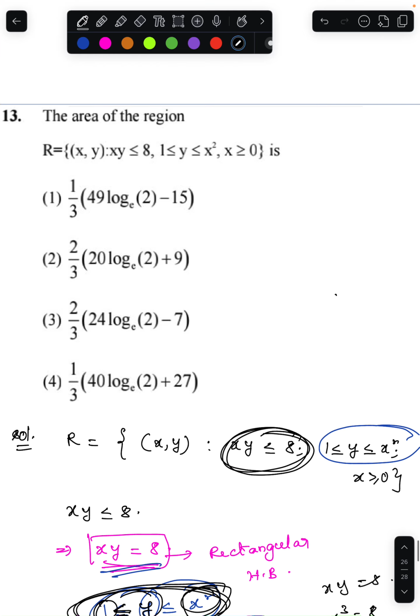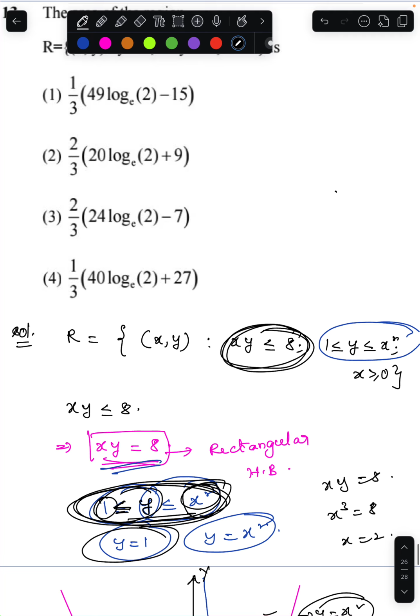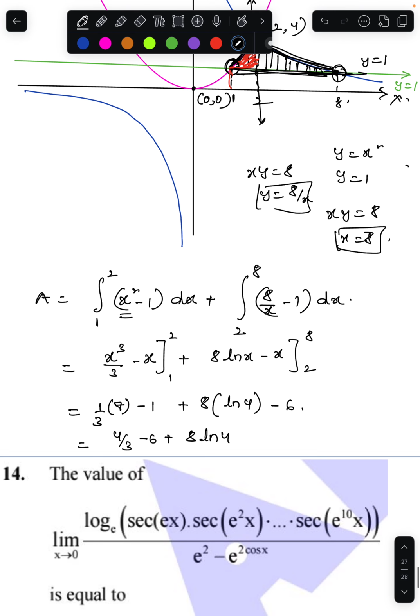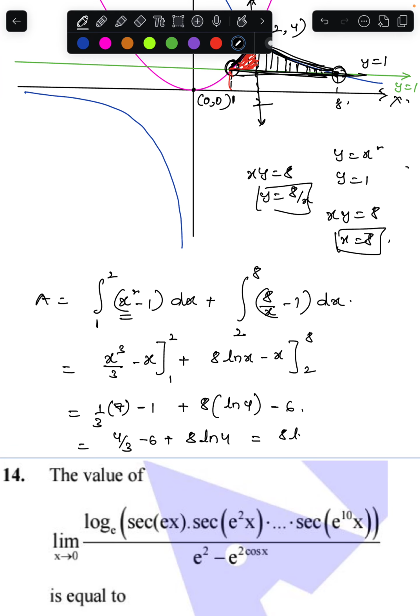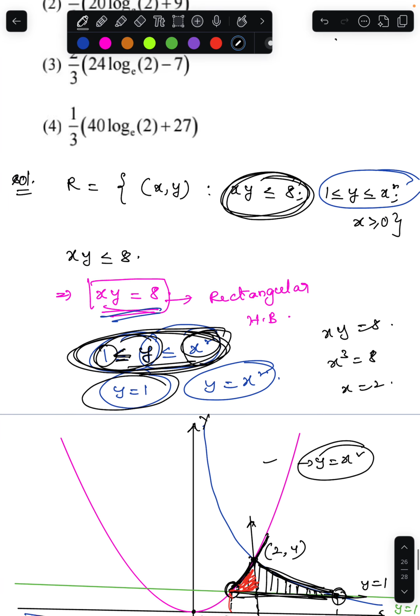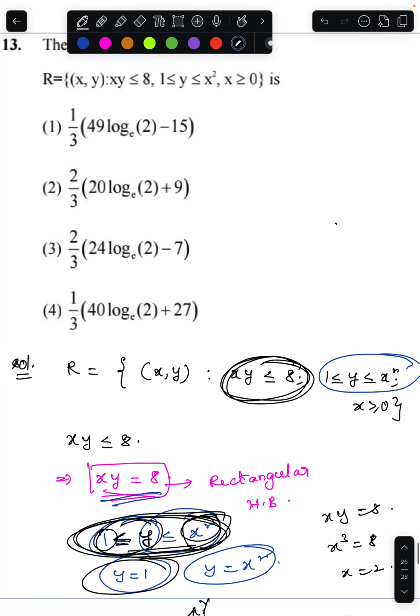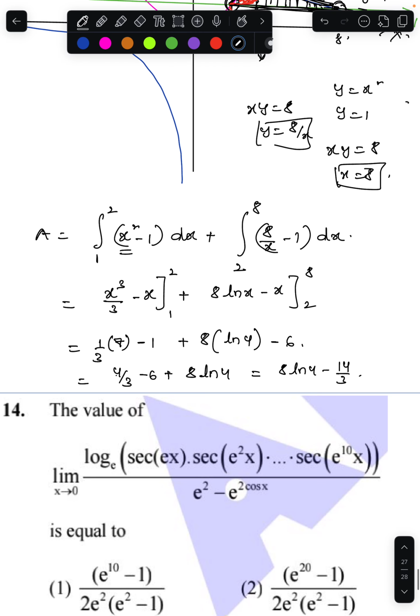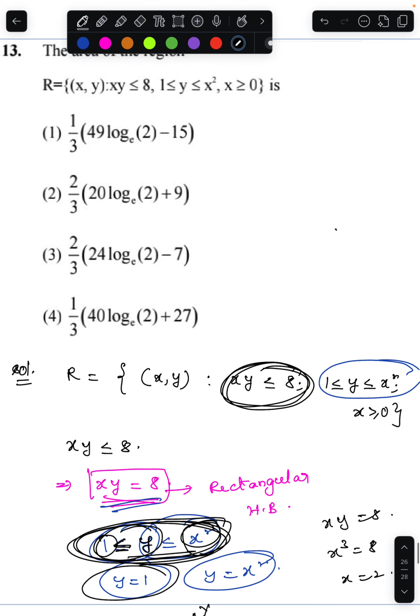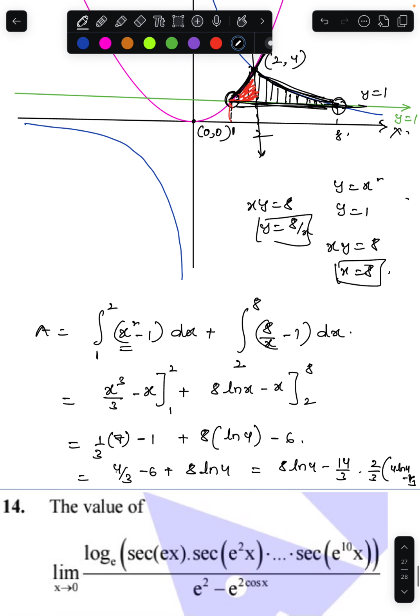So you need to compare this with the options. Finally, 8 log 4 minus 4 by 3 minus 6, that means minus 18 minus 4 by 3, minus 14 by 3. Okay, so here 2 by 3 you can take out. If you take out 2 by 3, you have 4 log 4 minus 7.